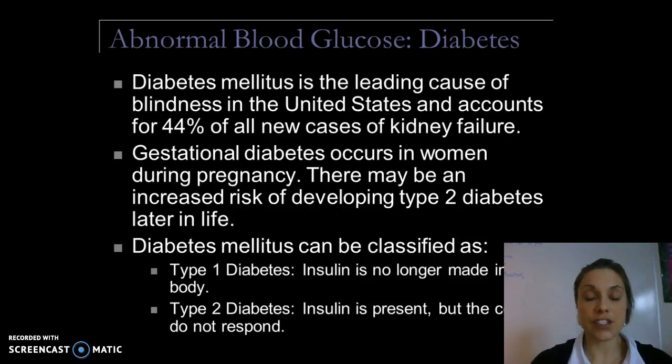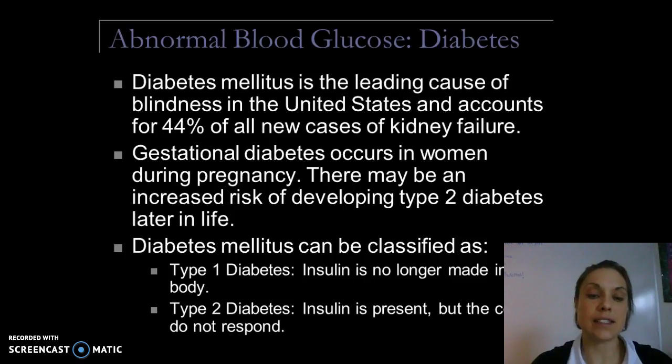In addition to gestational diabetes, diabetes can be classified as type 1, where insulin is no longer made by the body. This is an autoimmune reaction that typically happens during childhood. We used to actually call type 1 diabetes childhood onset diabetes, but because so many children are now being diagnosed with type 2 diabetes, we don't use those terms anymore.